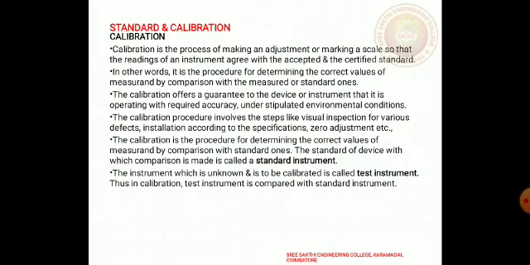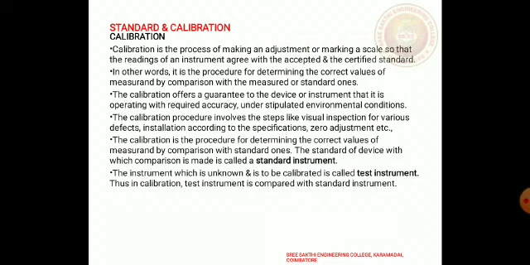Types of calibration methods. There are two types: direct calibration and indirect calibration. In direct calibration, a source or generator applies a known input to the meter under test. In indirect calibration, the test instrument is compared with the response of a standard instrument of the same type.